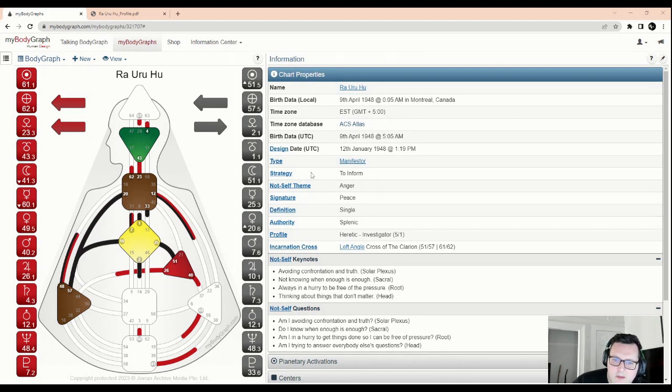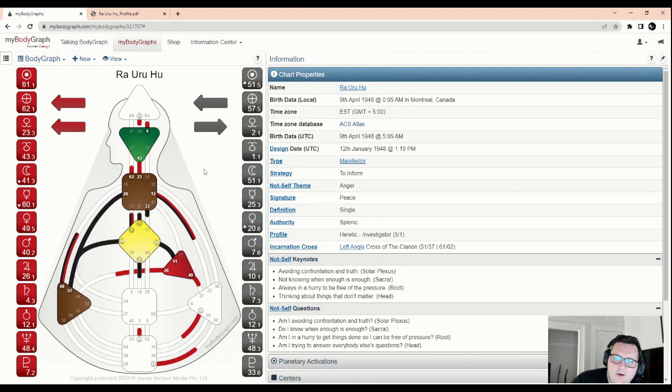So today we're looking at his human design chart and his gene keys, talking about his cross, and his type, of course, and his profile. So I'll go into each of those details. Also talk about some of his channels that I see here.